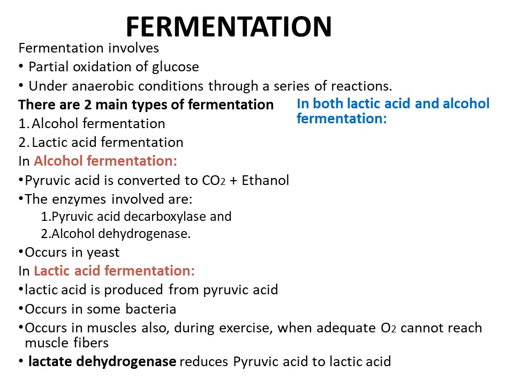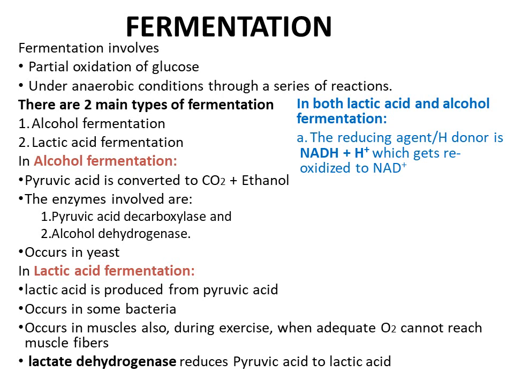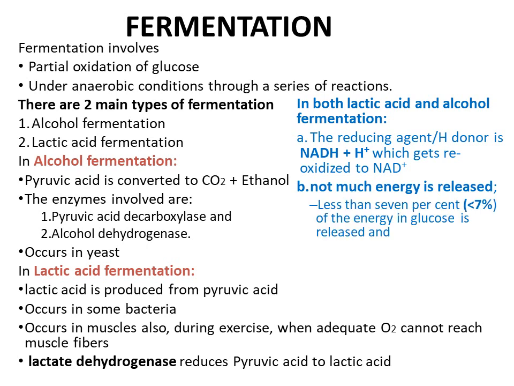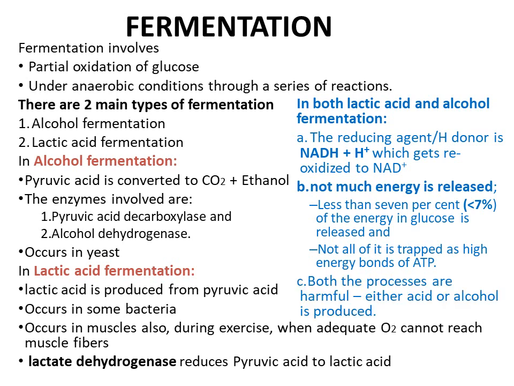In both types of fermentation, the reducing agent, that is the H donor, is NADH, which as we discussed in the last slide, gets reoxidized to NAD+. And in both lactic acid and alcohol fermentation, not much energy is released. That is, less than 7% of the energy present in glucose is released. And even that is not efficiently utilized in production of ATPs. And both the processes are harmful. Either acid or alcohol accumulates which harms the cells.